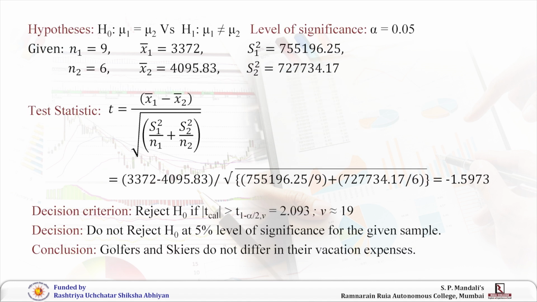Now, if we apply the test statistic t, the value that we obtain is minus 1.5973. And if we substitute in the formula of v, the value turns out to be approximately 19. And the decision criterion for a not equal to sign in the alternative hypothesis will be reject H0 if the absolute calculated value is greater than the table value. Since 1.59 is not greater than 2.093, we do not reject H0 at 5% level of significance.